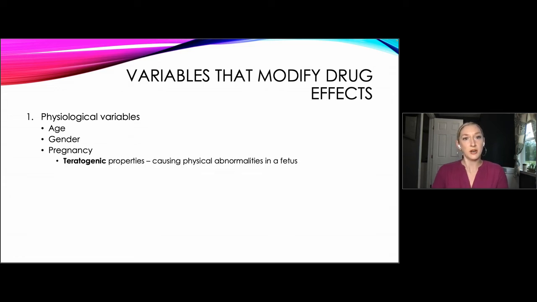So there are teratogenic properties, which cause physical abnormalities in a fetus. For example, alcohol and the effects that it has on a developing fetus. And then you have pathological variables, which are things such as diseases and having compromised organ systems. So you have both physiological and pathological variables that are going to modify how the drug affects a person.